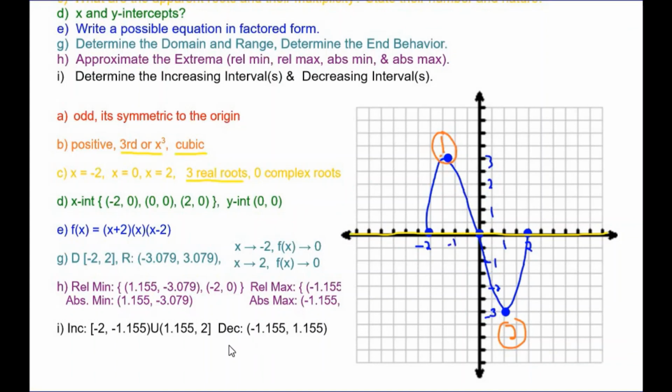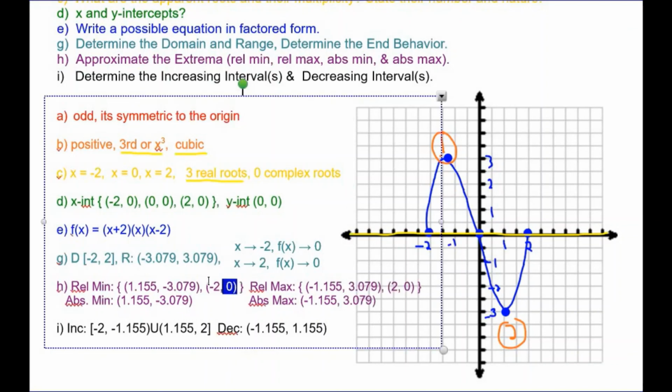So relative minimums, I have one at (-2, 0). And if we want to stay consistent, that one should stay first because they do come in order. So the first one that we encounter is the endpoint, (-2, 0). The next one we encounter is this point right here. This is also a minimum, so (-1.155, -3.079). My maximums are here, (1.155, 3.079), and (2, 0).